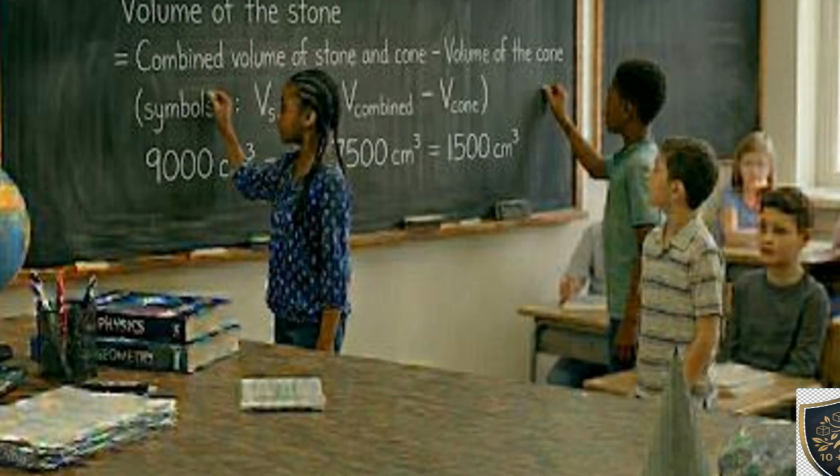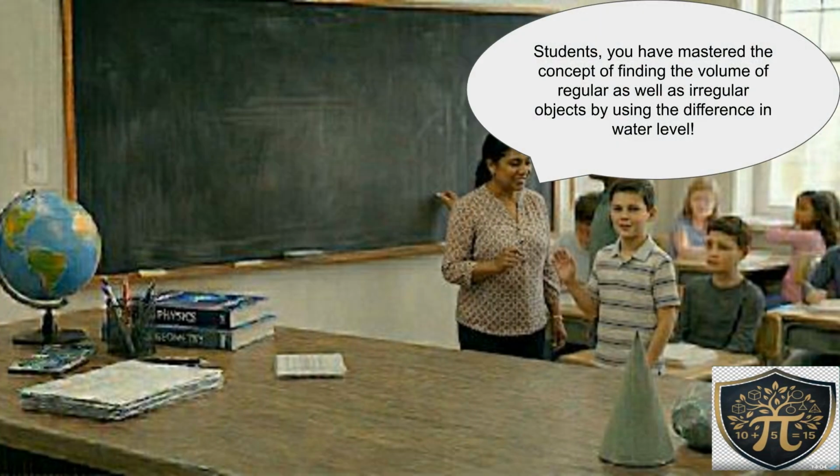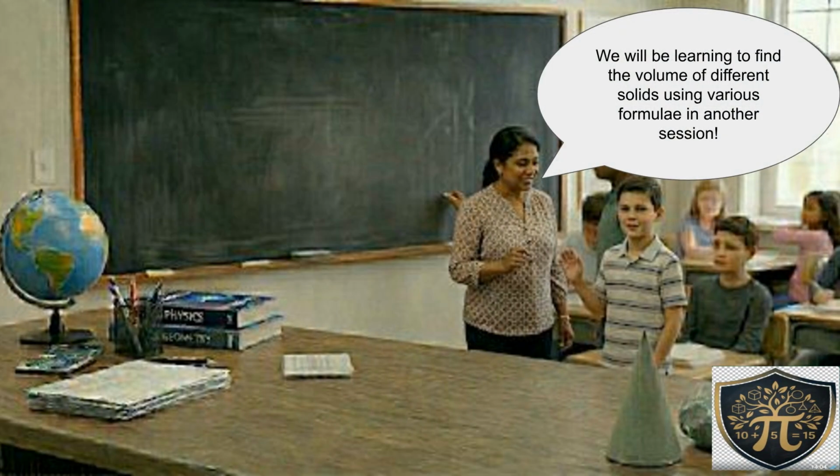Since the combined volume of the stone and cone is 9,000 cubic centimeters and the cone's volume is 7,500 cubic centimeters, the stone's volume is 1,500 cubic centimeters. Students, you have mastered the concept of finding the volume of both regular and irregular objects by using the difference in water level. We will be learning to find the volume of different solids using various formulas in another session.